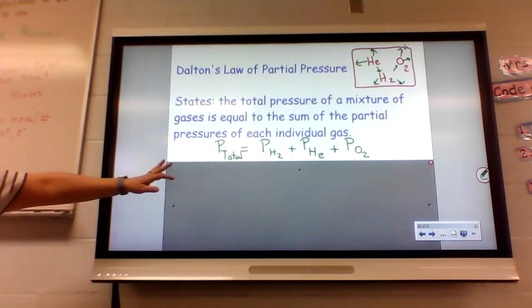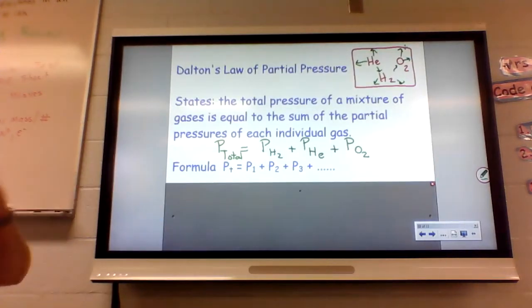All right, so this is the generic formula. Pressure total would be equal to P1 plus P2 plus P3 plus P dot dot dot. Now that means that you could add up any number of gases. So in this case, I had how many gases? 3. So we would stop at P3. But if you had 5 gases, you would go up to what? P5. If you only had 2 gases, you'd stop at 2. You see how the equation works?